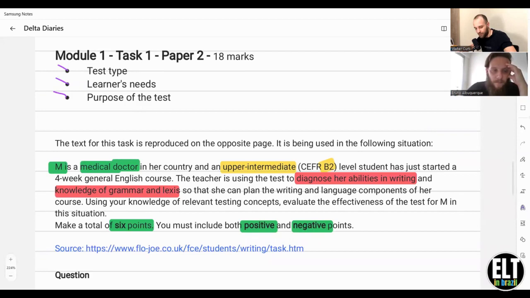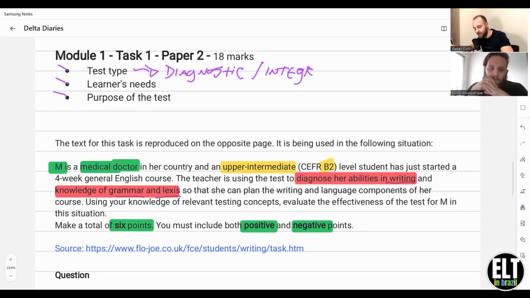So with that in mind, right? What's the test type? What are you thinking right now? Like a diagnostic test. And because you have writing and grammar and lexis, you have direct and indirect testing, but you also have discrete item tests, and you have integrative testing. And this is the case of an integrative test because it's testing more than one element.